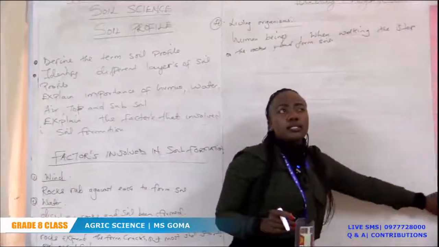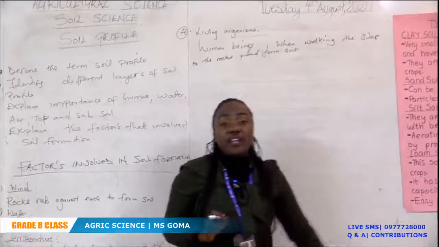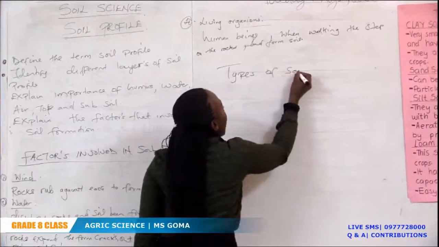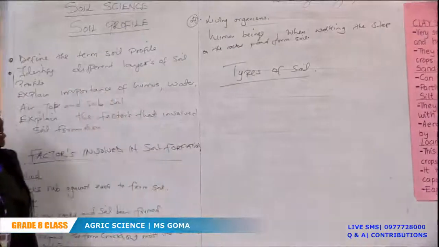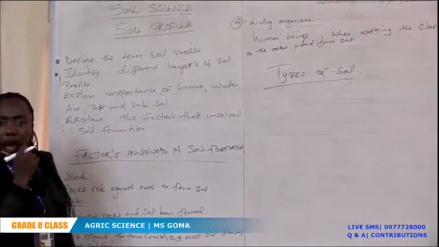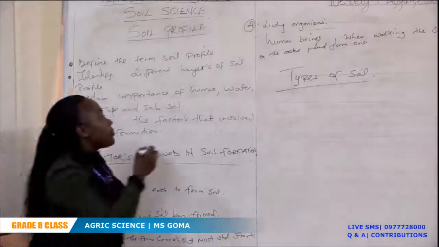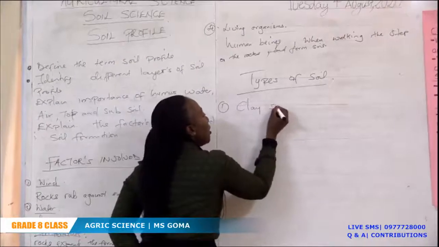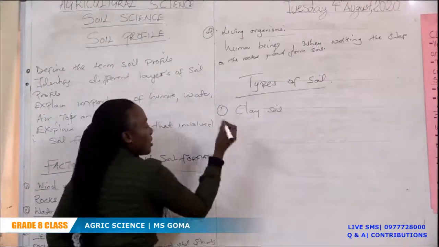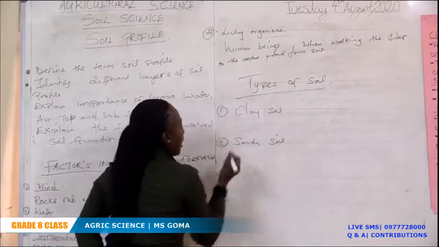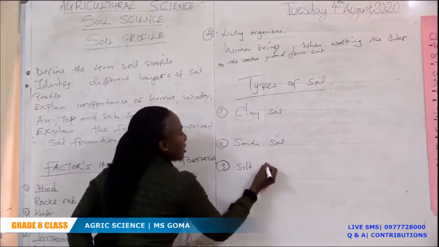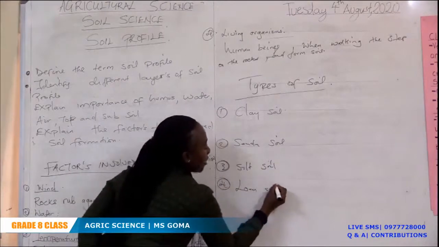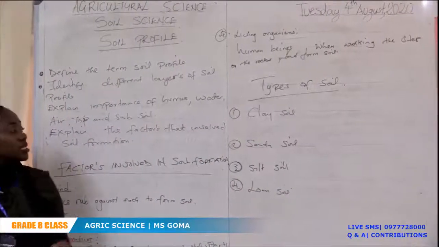I think in grade 6, 7, somewhere there, you learned about different types of soil. Okay. So let's talk about the types of soil. How many types of soil do we have? Okay? So we've got 4 types of soil. The first one is clay soil. The second one is sand soil. The third one is silt soil. And the last one is loam soil. Okay? So we'll start with the first type of soil, which is clay.